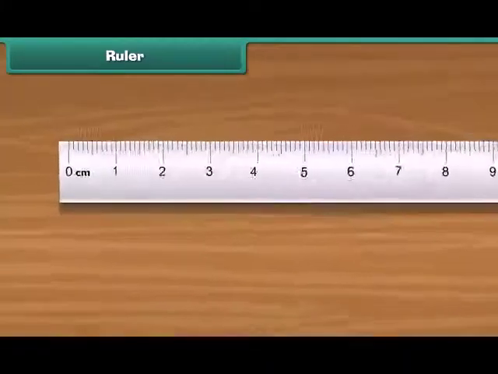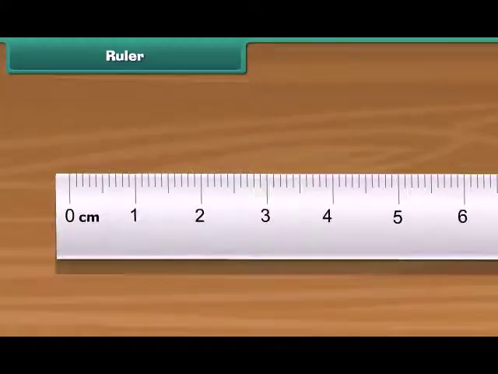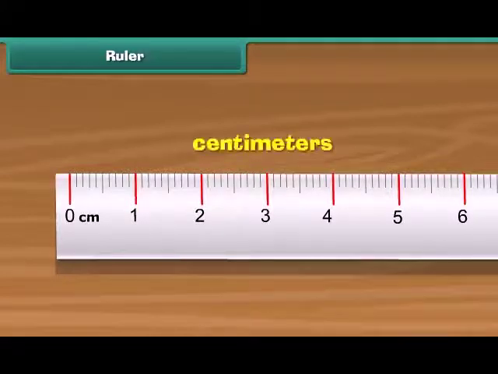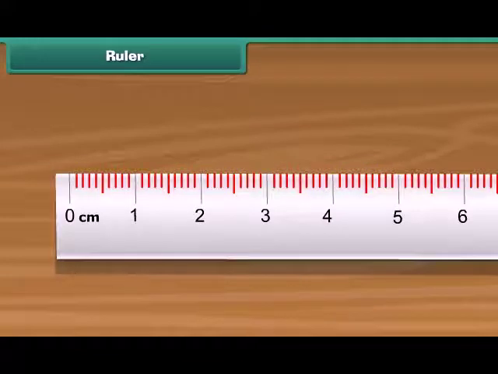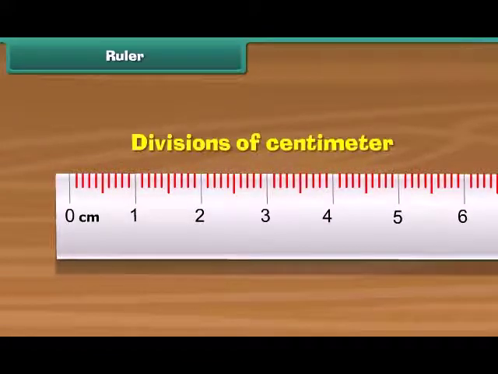You find many divisions on the margin of the ruler. Some lines are longer while others are smaller. The longer lines represent the number in centimeters. The small lines between 2 long lines represent divisions of centimeter.